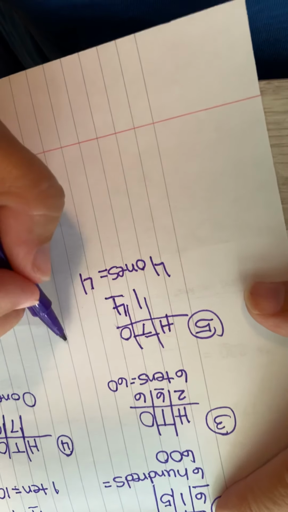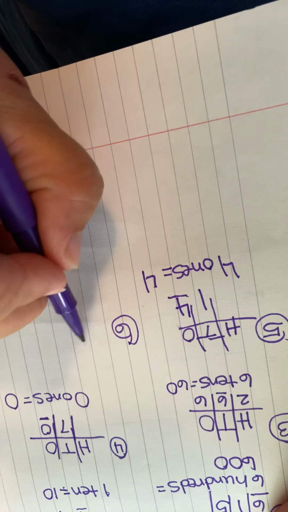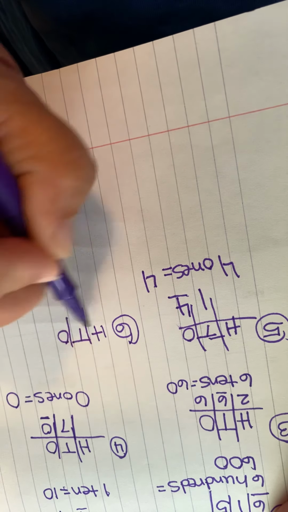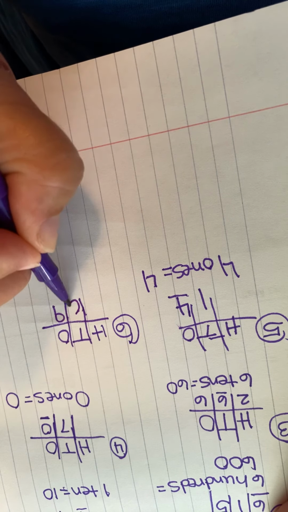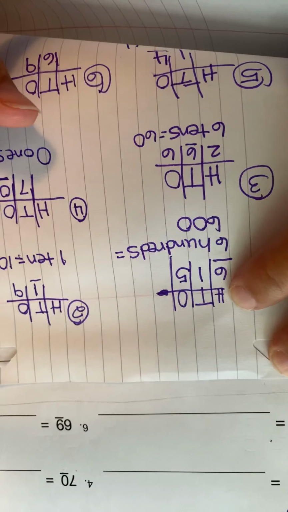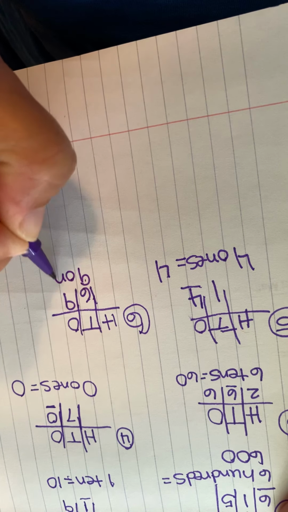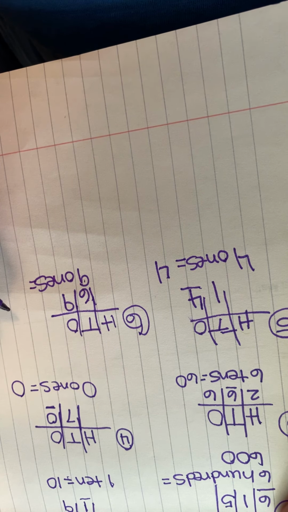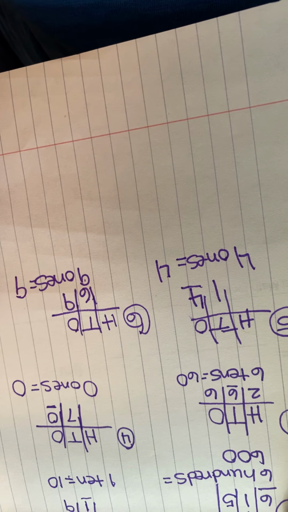And then I'm going to move on to number 6. Here's number 6 on my page. That's the number 69. So I make my chart, hundreds, tens, ones. And I start at the ones place and I fill in the 9. Then I fill in the 6. My 9 is my underlined digit. So that means that I have 9 ones. So I would just be counting by ones. So if I have 9 ones, 1, 2, 3, 4, 5, 6, 7, 8, 9. So 9 ones is equal to 9.